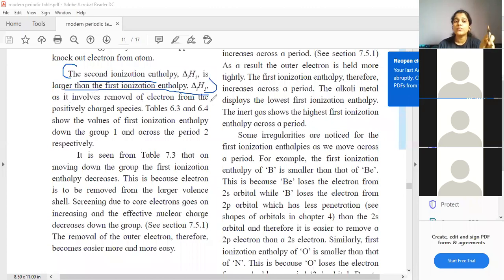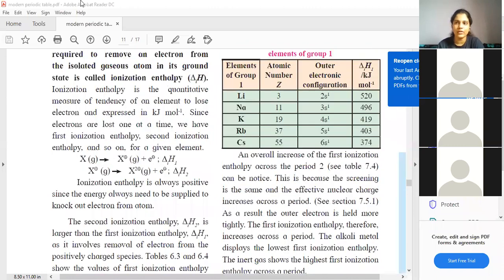As it involves removal of electron from the positively charged species. Students, it is very easy to understand. See, when I remove the first electron, I am left behind with a cation, right? Try to remember this reaction format that they have explained over here. When I remove the first electron, I get delta IH1, that is the first ionization enthalpy. I am left behind with X plus. X plus is a cation.